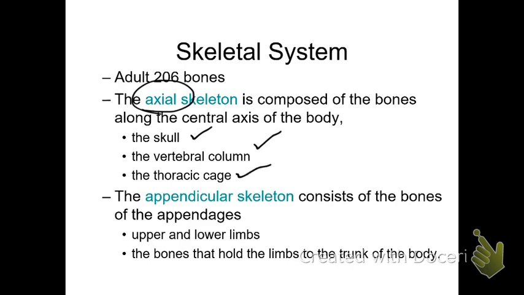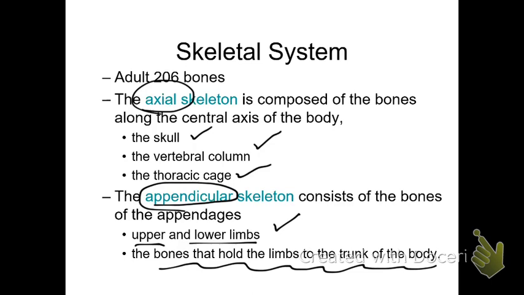So we're referring to the center of the body. And then the appendicular skeleton is going to refer to the arms and the legs, the upper and lower limbs. And the question always is, well, where is the dividing line between the axial skeleton and the appendicular skeleton? It turns out that the appendicular skeleton is not only the bones of the arms and legs, but also the bones that hold those arms and legs to the body. That means that the scapula, the clavicle, and the coxal bone are all considered part of the appendicular skeleton.